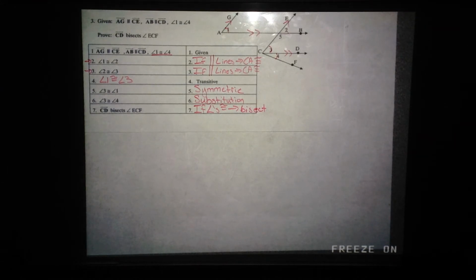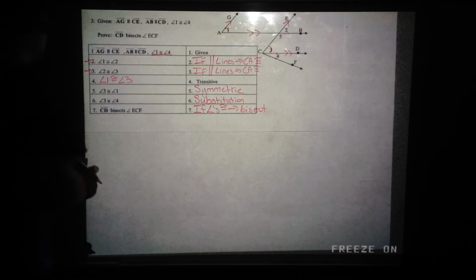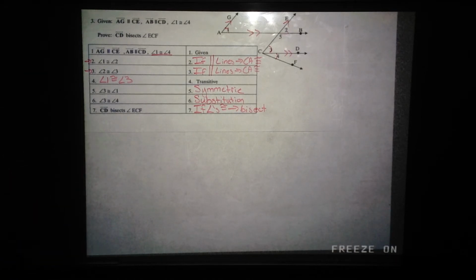Take a second to look over this problem. If you have any questions about any steps, again, please come with questions, and your teacher will gladly answer them in class. All right, let's move on to question number 10. It's a couple pages over in your proofs with parallel lines packet.